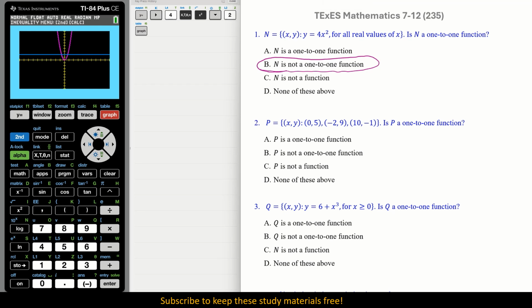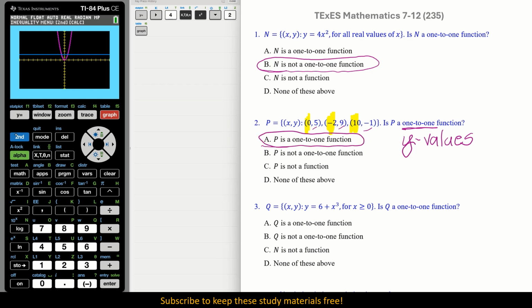Well, to see if it's a function, notice we have the same setup. It's asking, is it one-to-one? It is not one-to-one. It is not a function. None of these above. Well, it's a function because our y values don't repeat. Now, on that same note, if we're looking at is it one-to-one, now we're looking at the y values. That's what you focus on for one-to-one. Well, I have no repeats. So yes, I'm going to say that P is a one-to-one function.